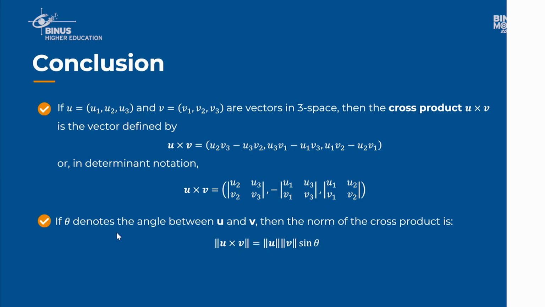And if theta denotes the angle between U and V, then the norm of the cross product, the length of U cross V, equals the length of U times the length of V times the sine of theta.